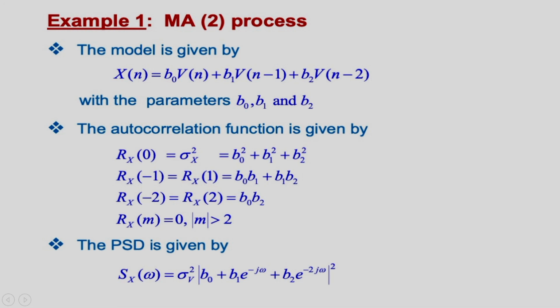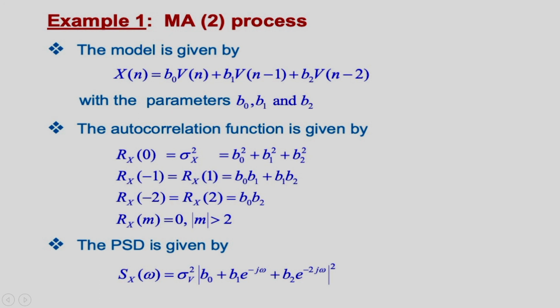We know the formula for the autocorrelation function of a moving average process. So, we will get Rx[0] = σx² = b0² + b1² + b2². Rx[-1], which is also equal to Rx[1], by putting in our formula, is b0 b1 + b1 b2. Similarly, Rx[-2] = Rx[2] = b0 b2. These are the non-zero autocorrelation values, and Rx[m] will be equal to 0 for m greater than 2.